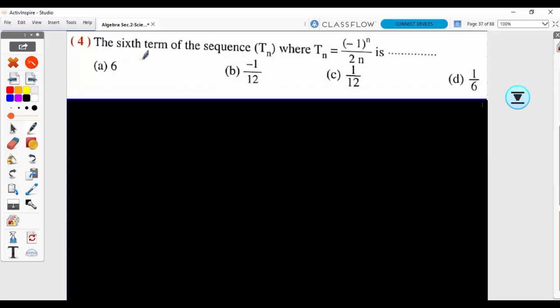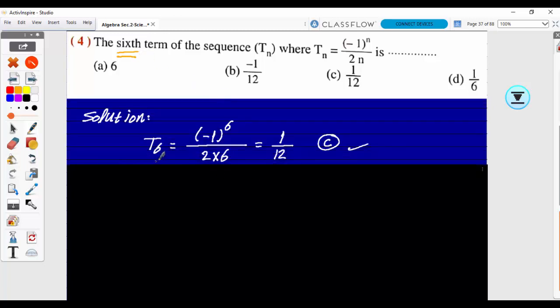Next question. The sixth term of the sequence Tn, where Tn equals negative 1 power n over 2 multiplied by n, is, here the required is to find the sixth term. So the required is to find T6. So substituting n equals 6.